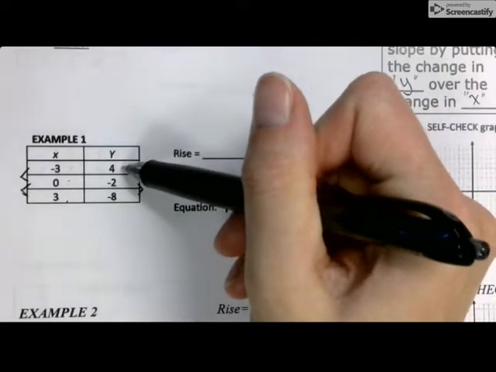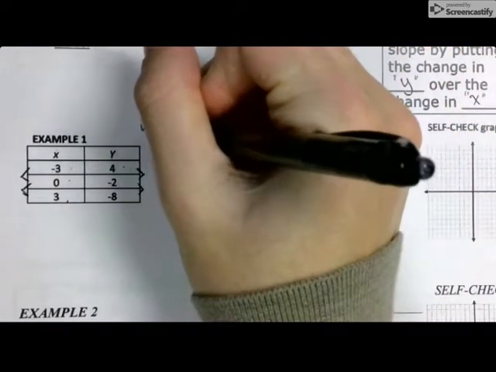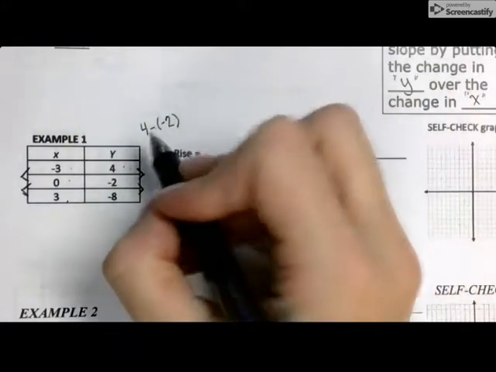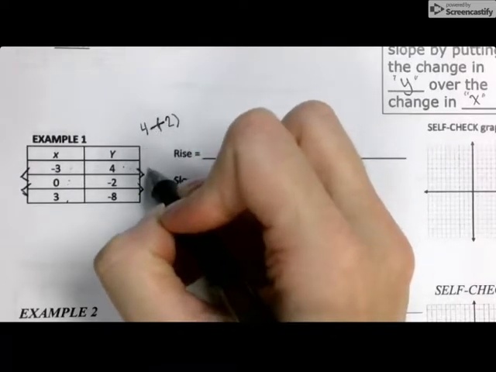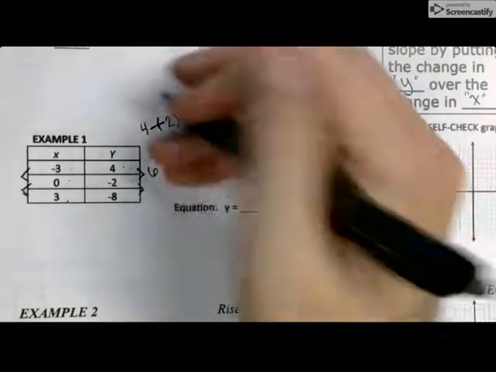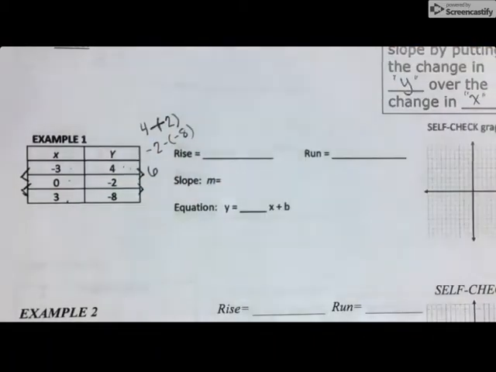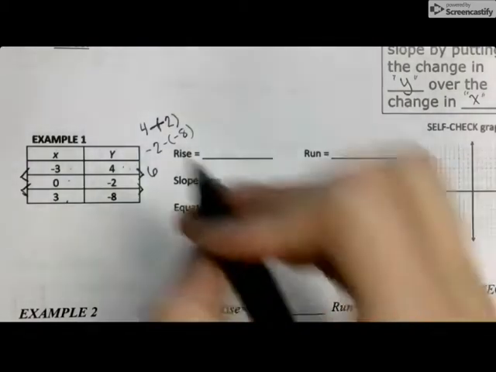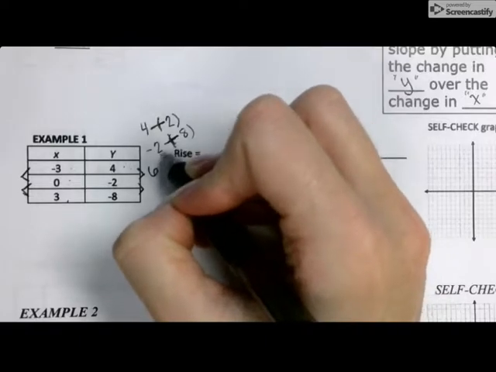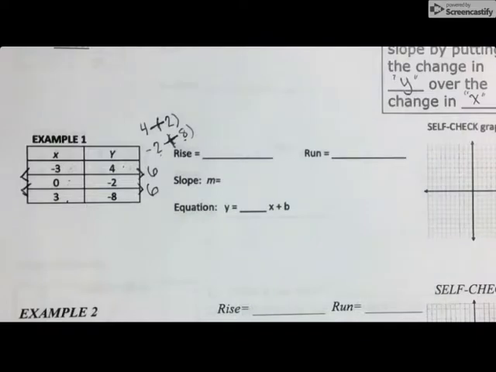So, what is 4 minus -2? Well, that becomes a plus, and that's +6. Then I want to do the same thing here. What is -2 minus -8? This becomes a plus sign, so what's -2 plus 8? +6. Okay?